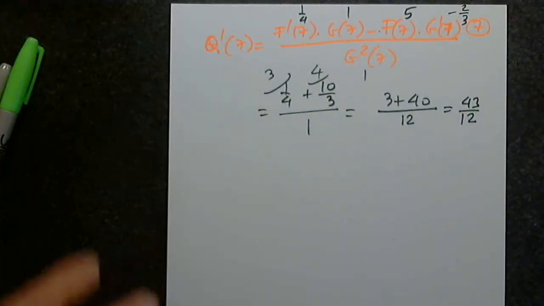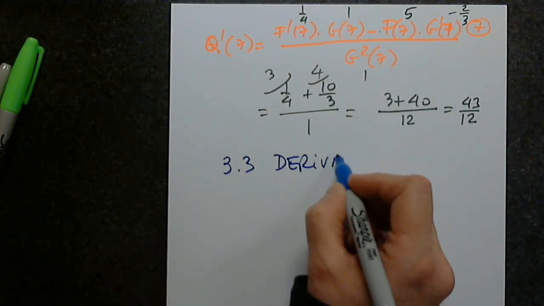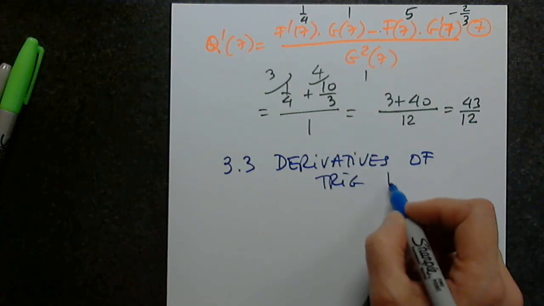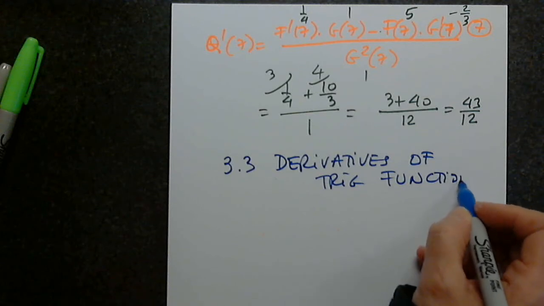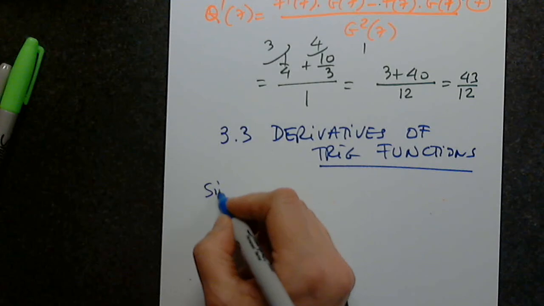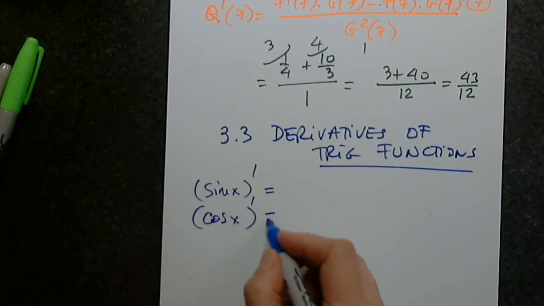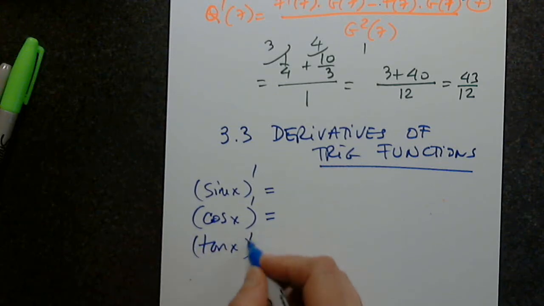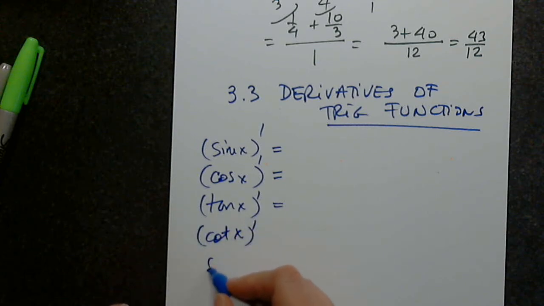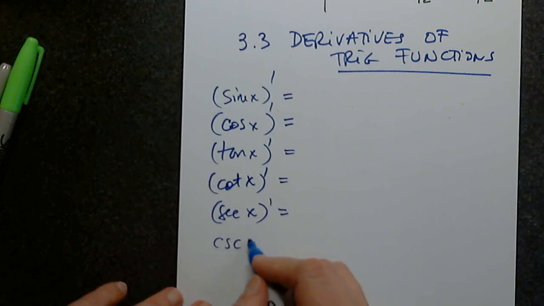The derivatives of trig functions: sine x, cosine x, tangent x, cotangent x, secant, and cosecant.